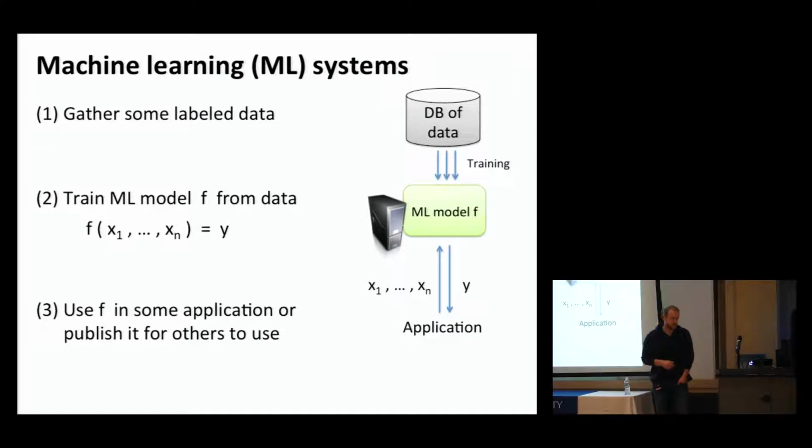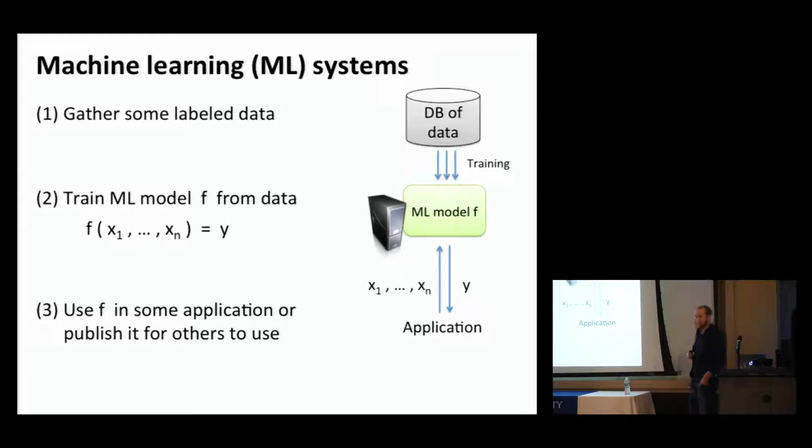Machine learning systems in my world, and for the purpose of this talk, are going to be this kind of supervised machine learning setting where you get some labeled training data, a database of data. And then you run one of whatever many potential favorite machine learning training algorithms that you have to generate a model F from this data. This model is a function that takes as input a vector of features and outputs a class label or a regression value or something of that form.